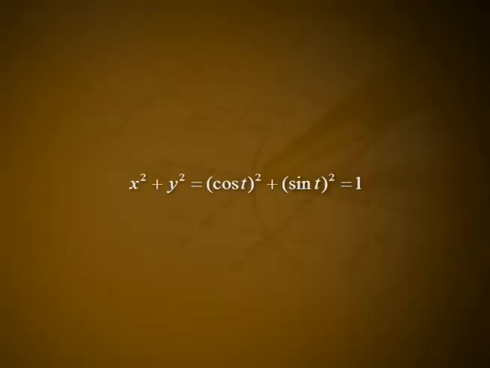The curve lies on the cylinder because the i and j components of r, being the x and y coordinates of the tip of vector r, satisfy the cylinder's equation: x² + y² = cos²t + sin²t = 1.